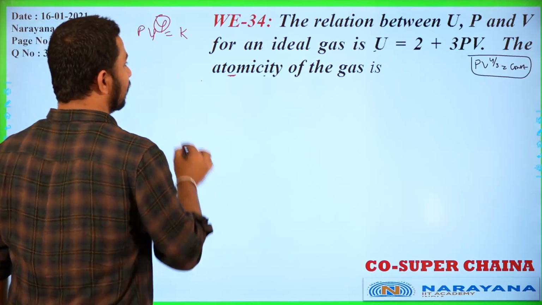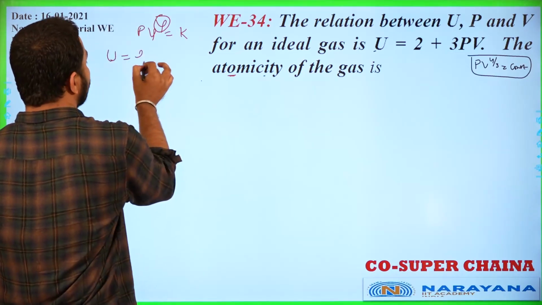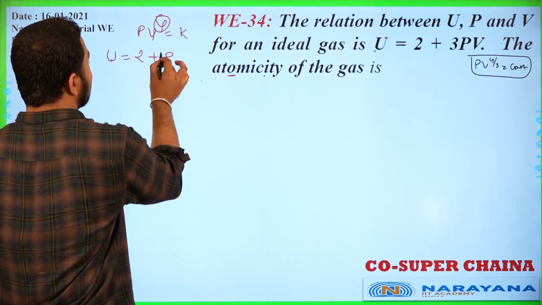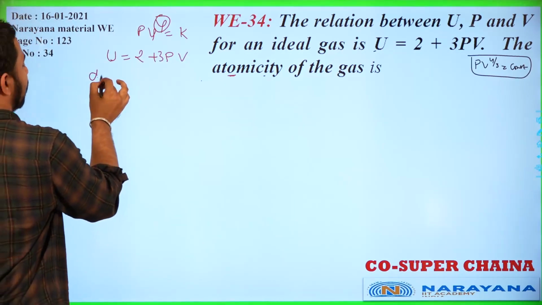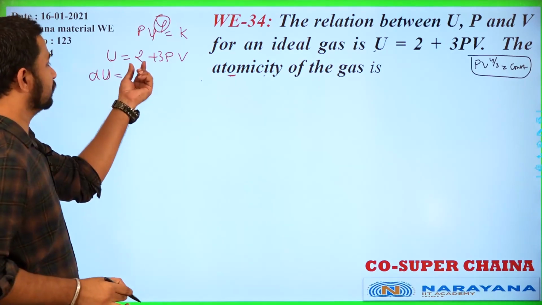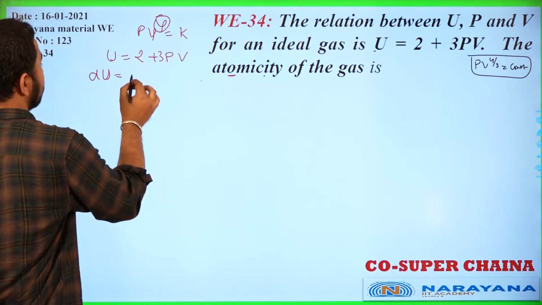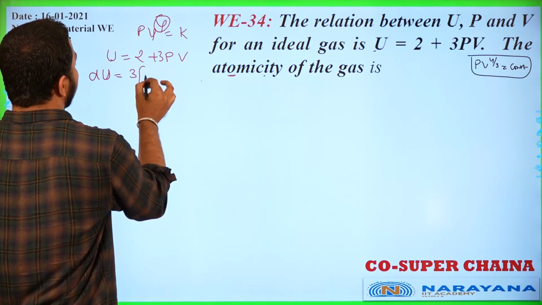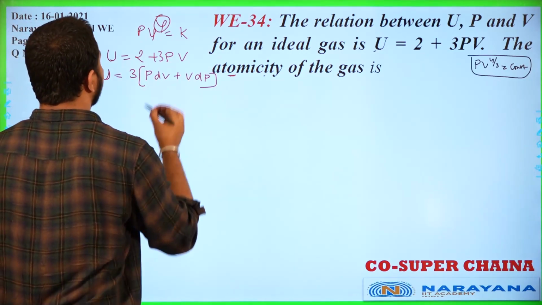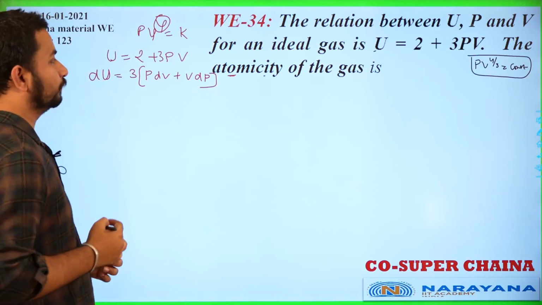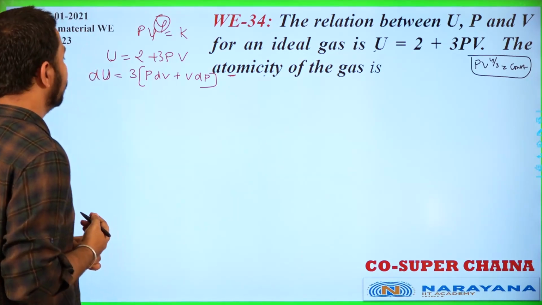Okay, so let's check here. U is given to be 2 plus 3PV. So if we do the differentiation, this will be constant, so it will be 0. So it will be 3 times PdV plus VdP, right? This is the value coming for dU.